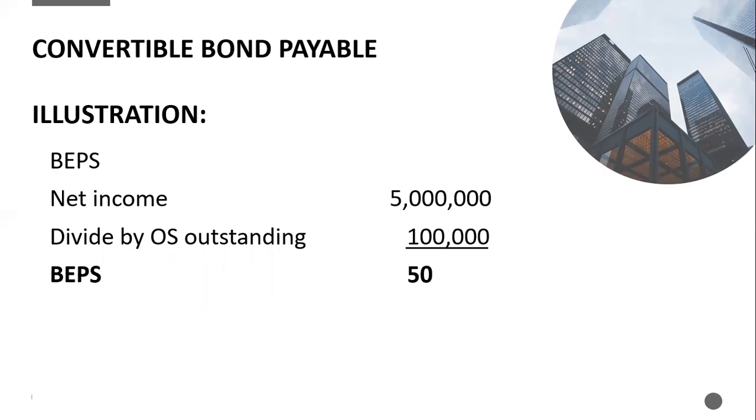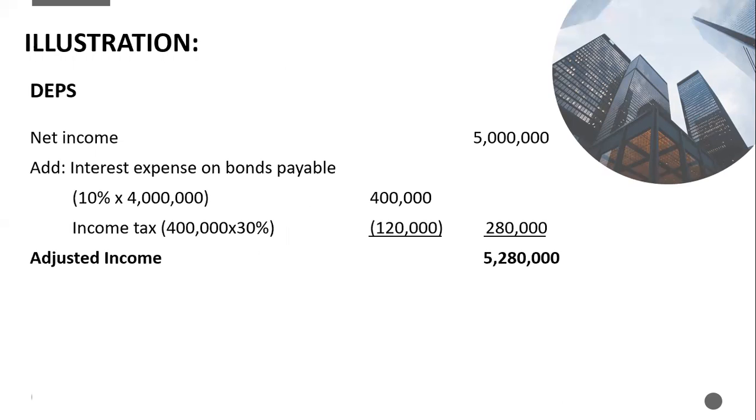First, we will compute the basic earnings per share. Net income is 5 million, divided by OS outstanding, which is 100,000. So the EPS is 50. Next, we will adjust the income. Since the bonds payable are as if converted, we will add back the interest expense on bonds payable. So net income is 5 million, add back the interest expense on bonds payable, which is 400,000. Deduct the income tax, which is 400,000 times 30%, 120,000. So we have 280,000, and the adjusted income is 5,280,000.